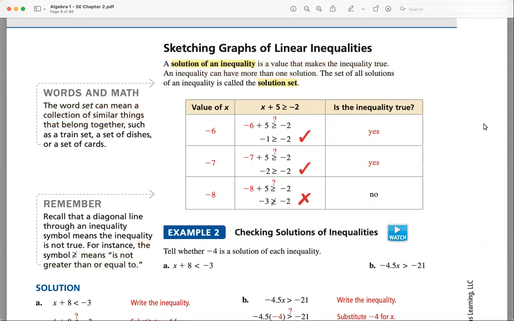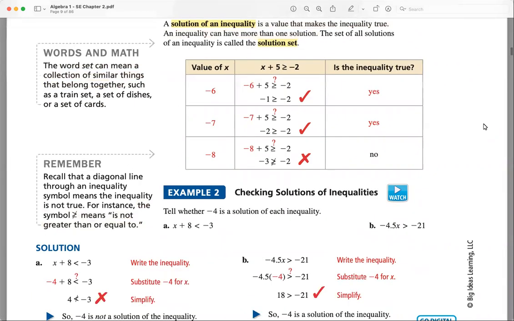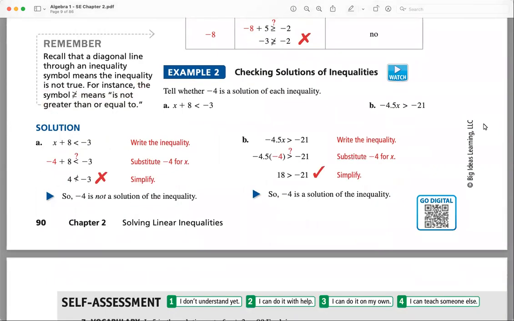Then they give us a few more examples, like this wonderful book always does. And they say, tell whether -4 is a solution of each inequality. So they give you the value of x, and all you have to do is plug it in and work it out. So -4 is not a solution of the first inequality, but it is a solution of the second inequality.